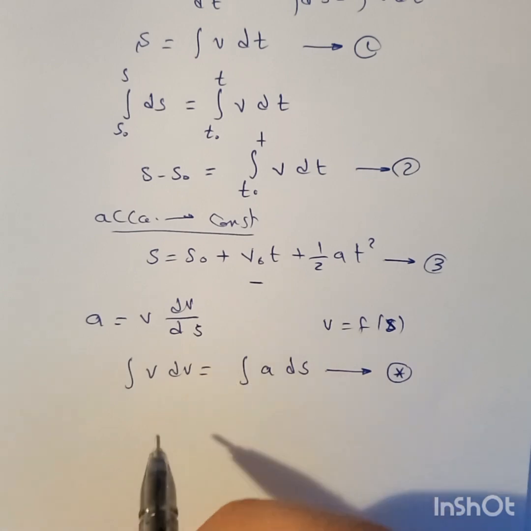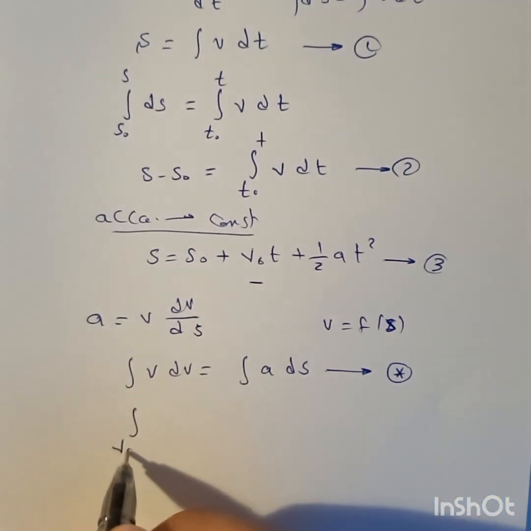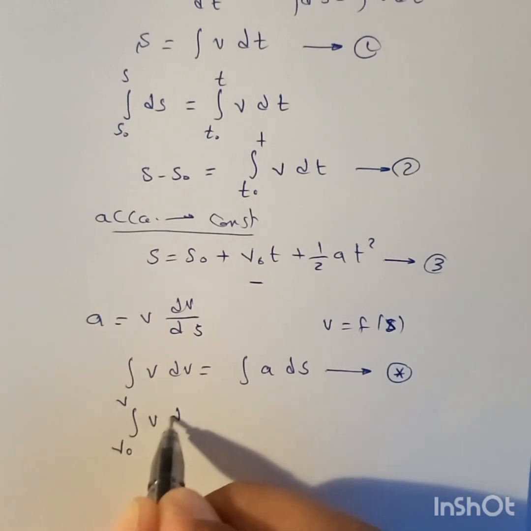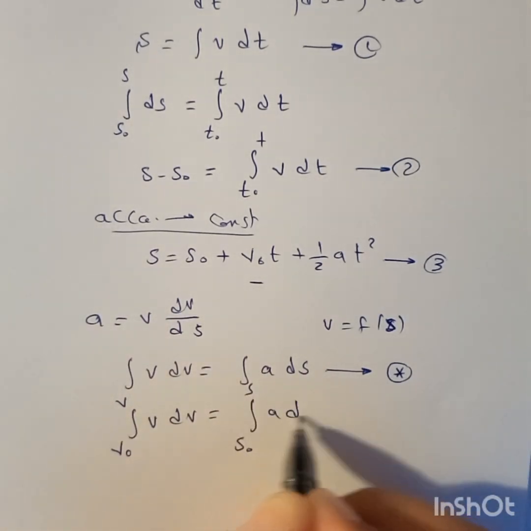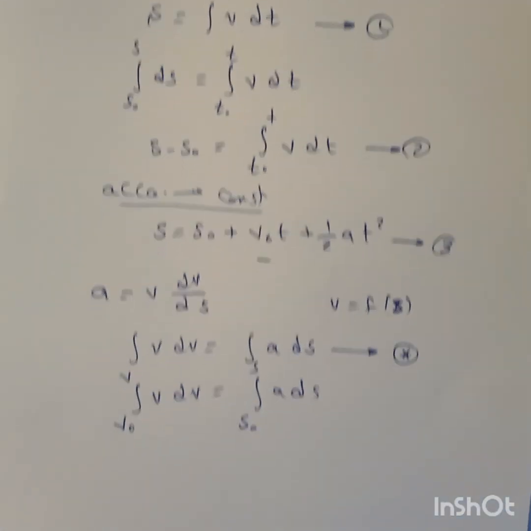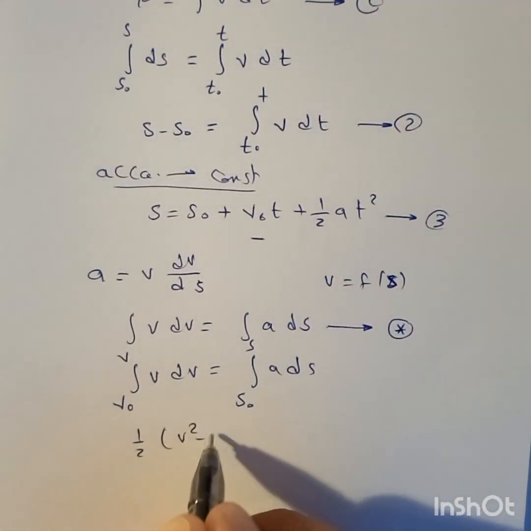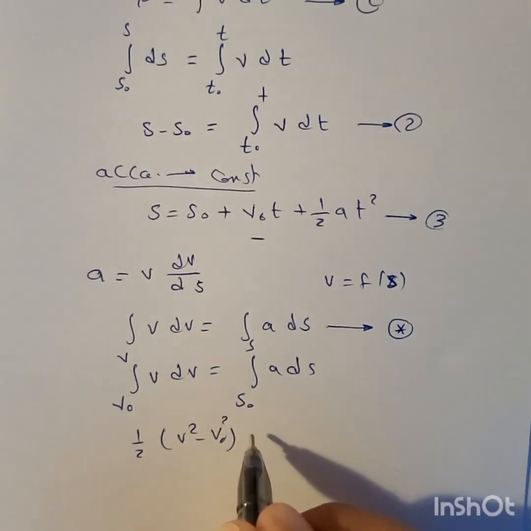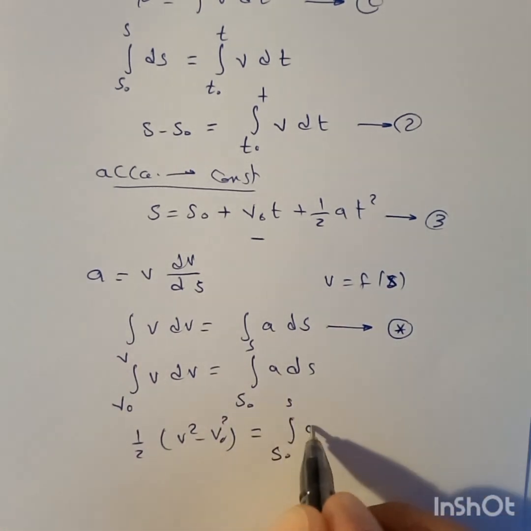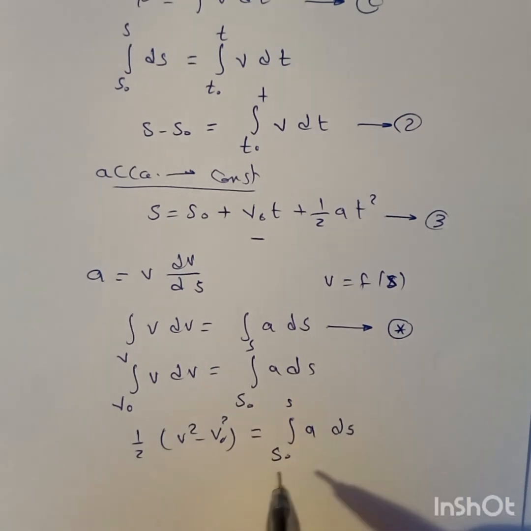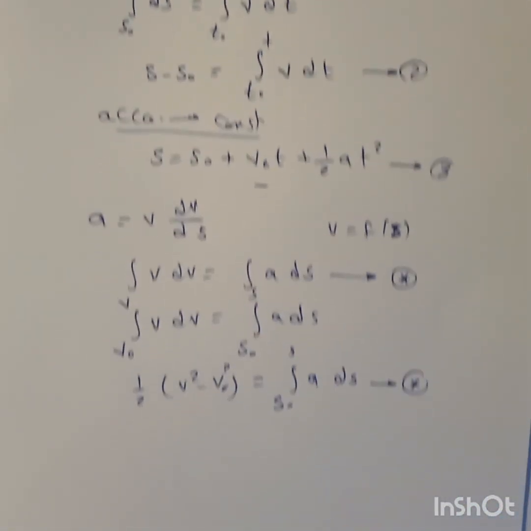If we use definite integrals, then we have the integration from v naught to v of v dv equals the integral from s0 to s of a ds. By executing this definite integration, we have half of v squared minus v naught squared equals the integral from s0 to s of a ds. And this is the second relation we can use also.